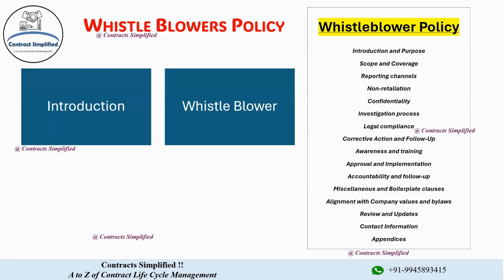Awareness and training. Conducting awareness programs and training sessions to educate employees and stakeholders about the whistleblower policy, their rights as whistleblowers, and the importance of reporting unethical behavior. Approval and implementation. Identify the individuals or committees responsible for approving the whistleblower policy. Outline the process for disseminating the policy to employees and stakeholders and ensuring their understanding and compliance.